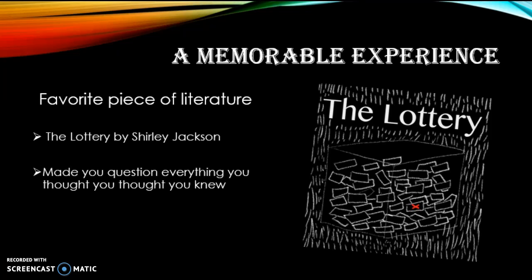A memorable piece that I had throughout this was definitely The Lottery. I think The Lottery was great because it took what you thought and then changed it completely, because you just thought it was a normal lottery or something like that. But then you end up realizing that whoever gets the X on the paper has to basically be stoned to death. So it's a dark, twisted turn, but I thought it was a fantastic idea for a story.